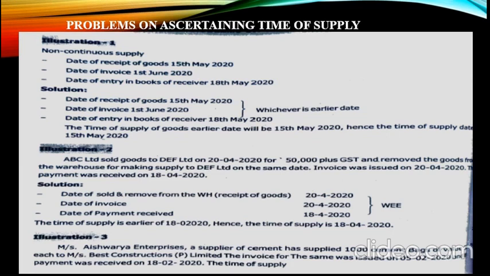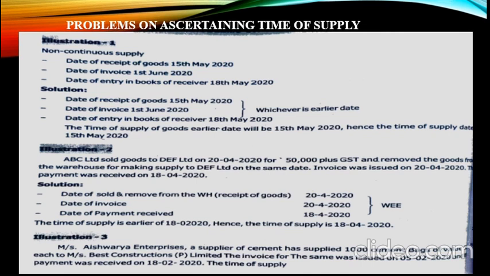So among this, you need to consider the date of receipt of goods, the date of payment, the date of invoice issued by the supplier. If it is not possible to determine the time of supply, the time of supply shall be the date of entry in the books of accounts of the recipient.